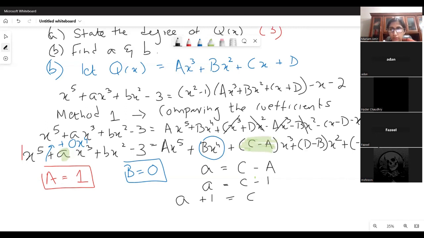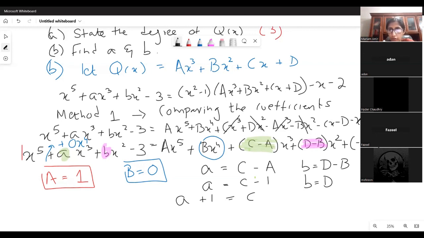Okay. And let's compare the coefficients of x squared now. So we have small b at one end, and we have d minus b at the other end. So small b is equal to capital D minus b. B is 0. So when we have the value of capital D, that would be the value of small b.